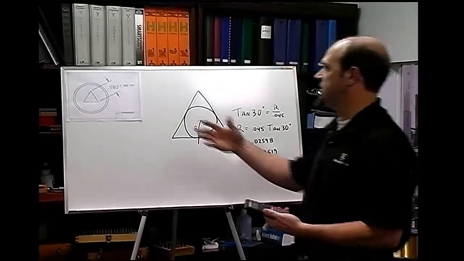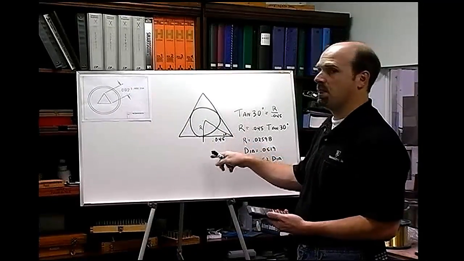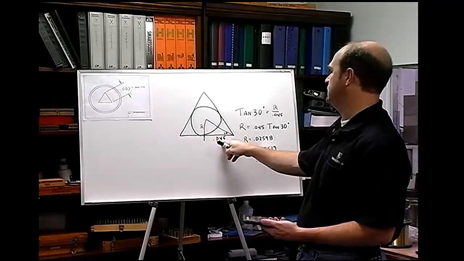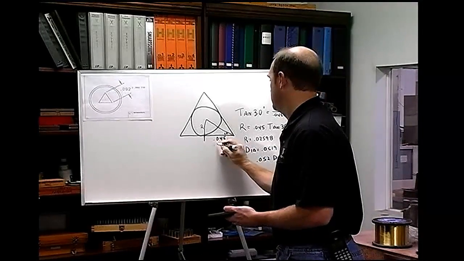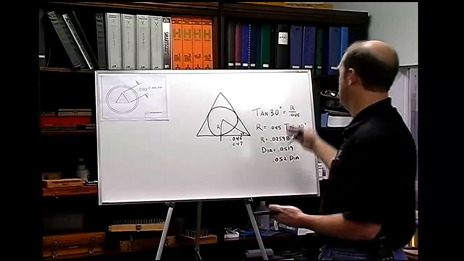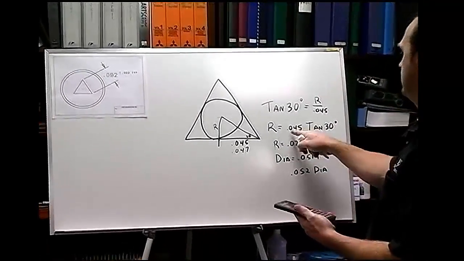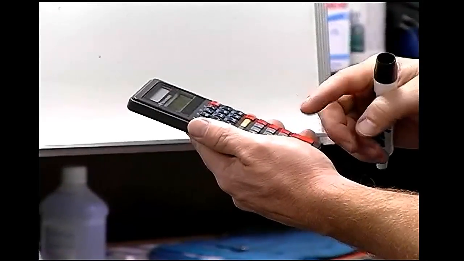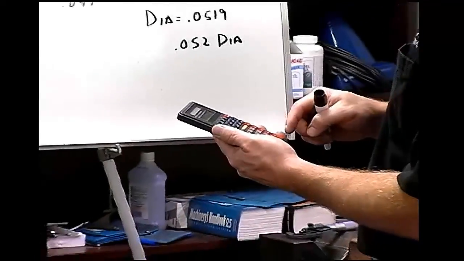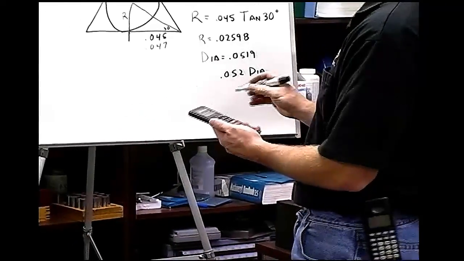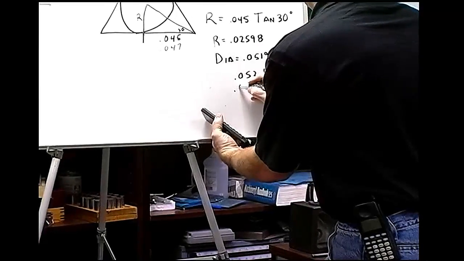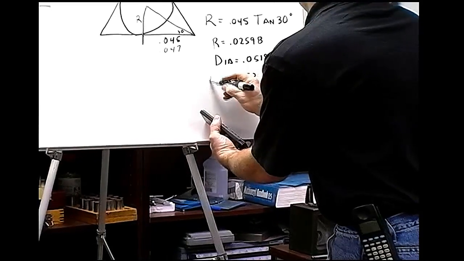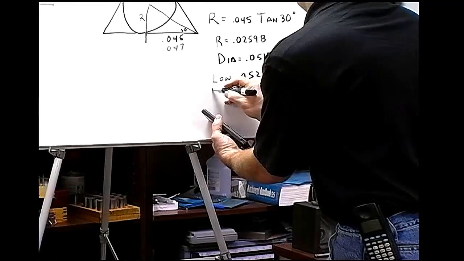Now if you wanted to figure out the high side, you would go to the 94 thousandths, which would change this to the 47, and basically just take the 0.047 times 30 tangent, 0.0271 times 2 for the diameter. It's 0.0542, which will round off to the 0.054 diameter. This will be the low pin, low gauge, and this will be the high.